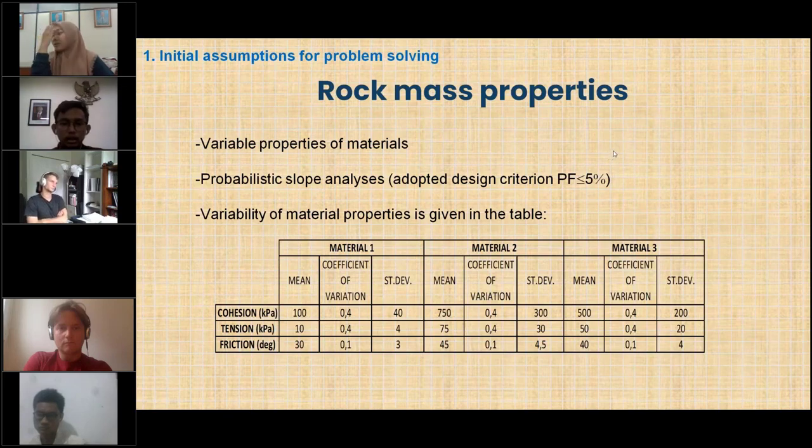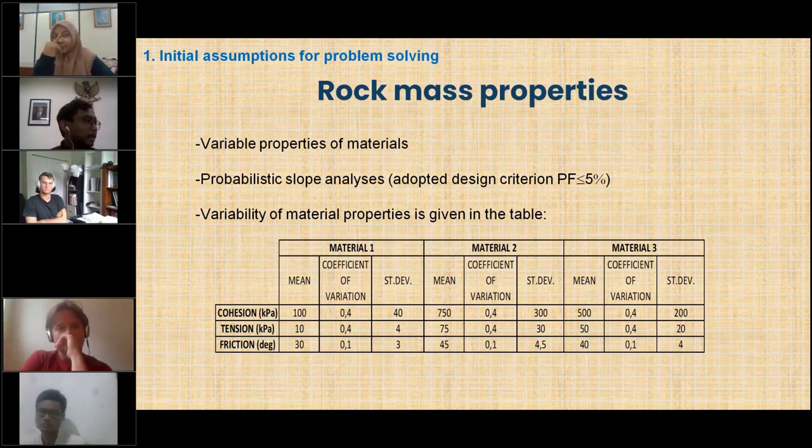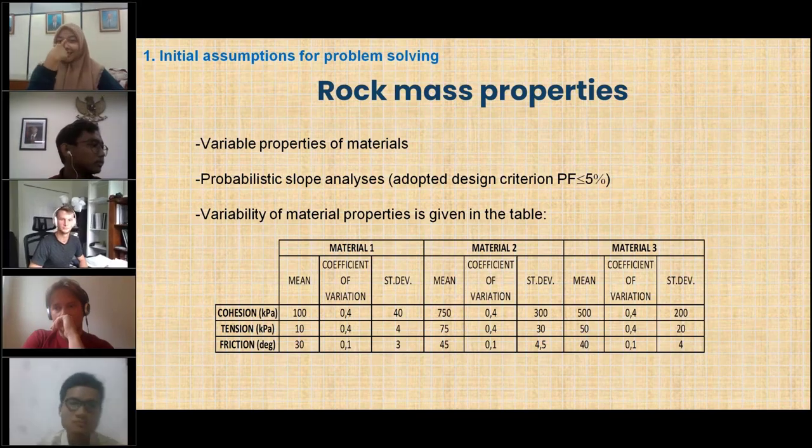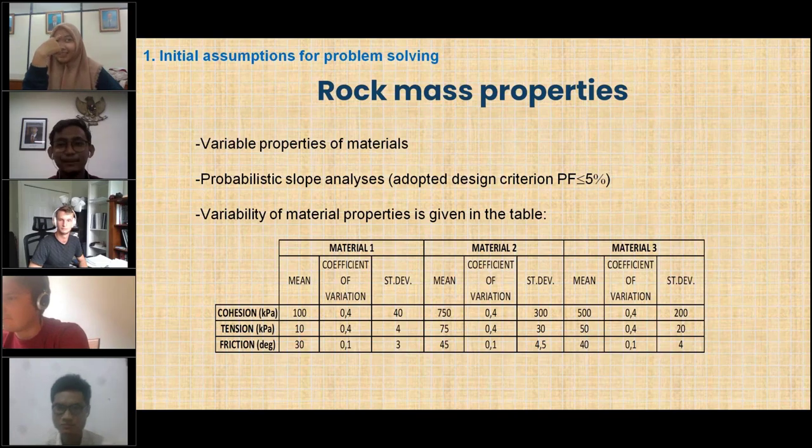Due to variability of some rock mass properties, we opted for a probabilistic slope analysis, and as the main slope stability design criterion, we adopted that probability of failure may not exceed 5%. By performing the analysis, we realized that the probability of failure criterion is stricter than the deterministic safety factor criterion. The material properties for probabilistic slope analysis were generated in the range of ±1 standard deviation from the mean value.